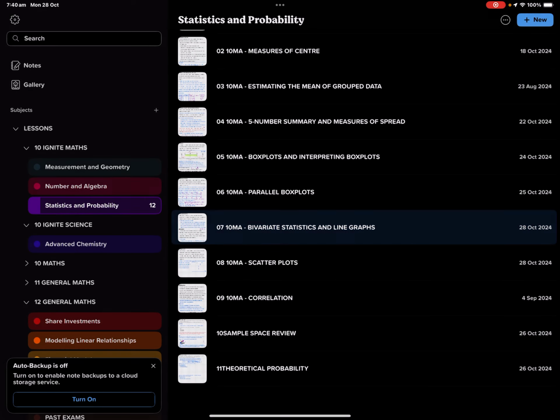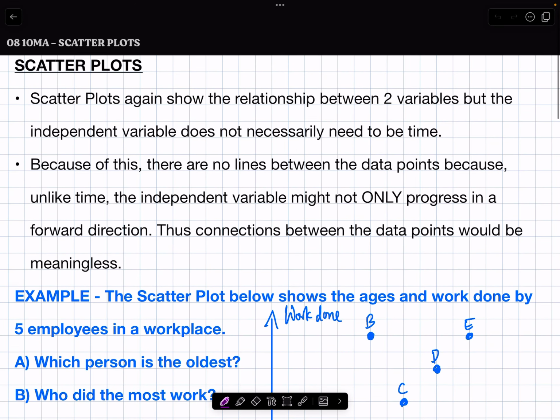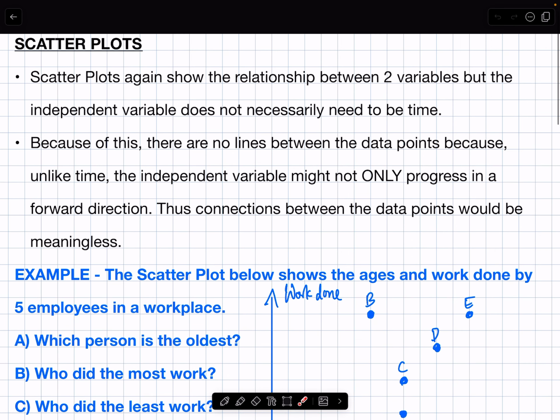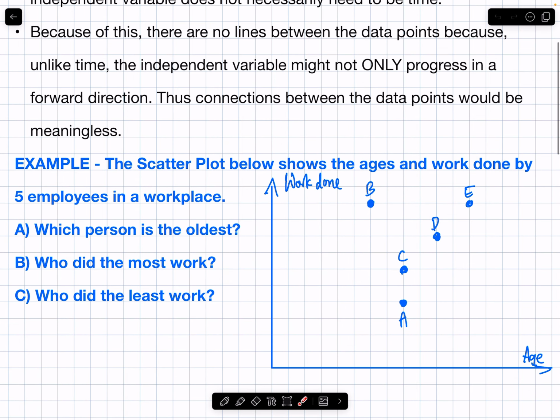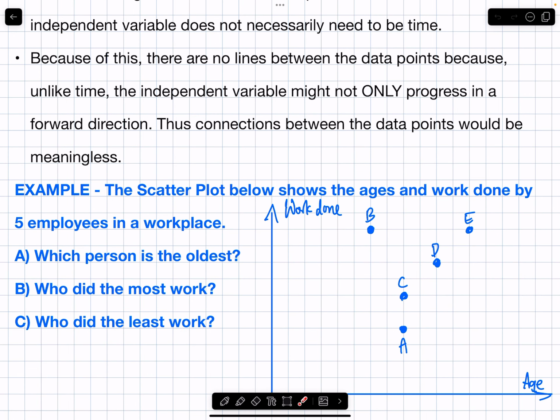Moving on. Scatter plots. Just another quick lesson here. Scatter plots again show the relationship between two variables, but the independent variable does not necessarily need to be time. Really, the only difference between a scatter plot and a line graph is there's no lines between the dots because the x-axis is not going to be time, so the lines won't be meaningful.